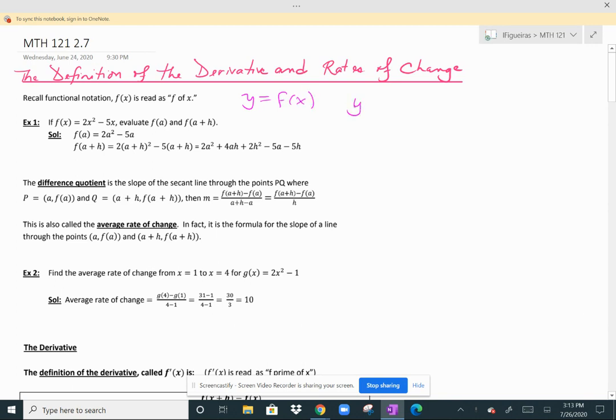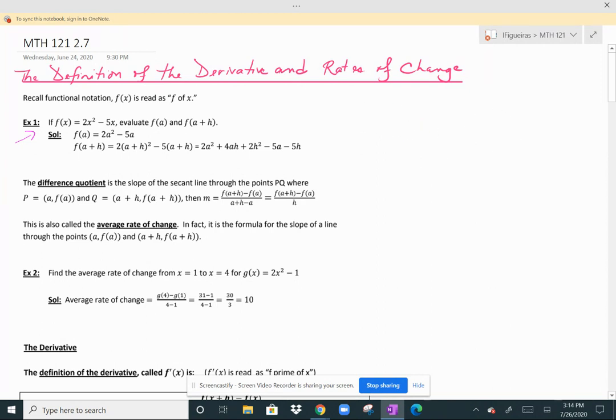So if I said y equals a linear equation like 3x plus 5, I could also write that as f of x equals 3x plus 5, where x is your independent variable and y, or f of x, is dependent on what x is. So here's an example. I have f of x is equal to 2x squared minus 5x. That's a quadratic function, and I'm going to evaluate f of a and f of a plus h.